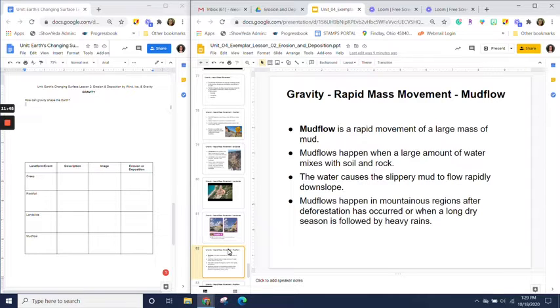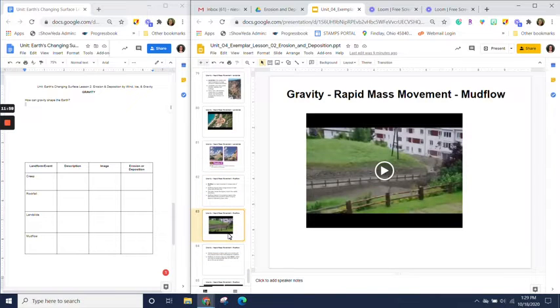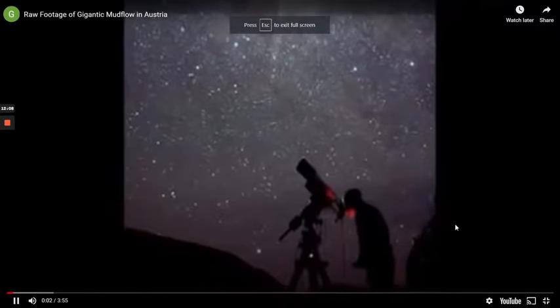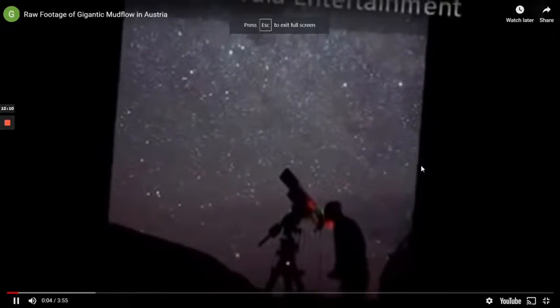Deforestation is when an area has had a lot of trees removed. We basically removed the forest. So here is an example of a mud flow. This mud flow happened in Australia. The picture quality isn't perfect, but it does get better as the video moves forward.